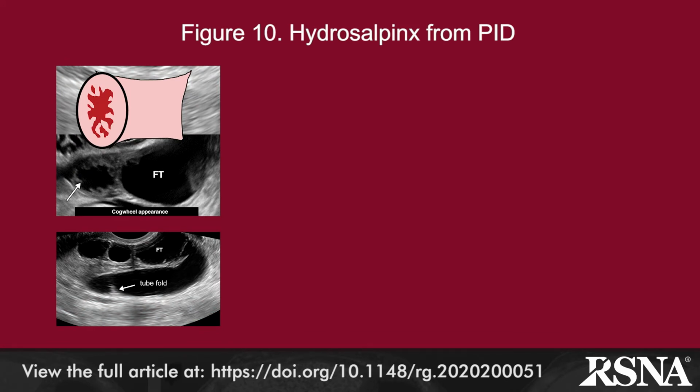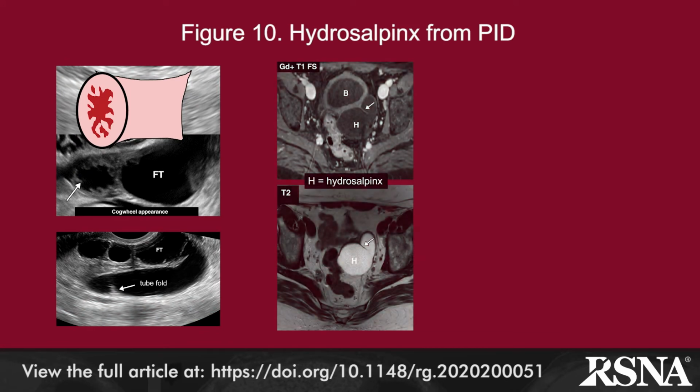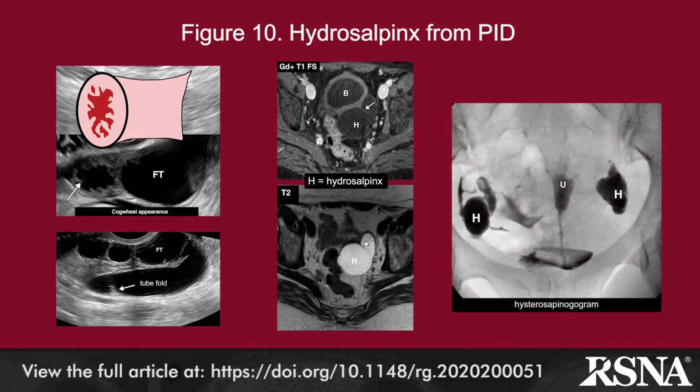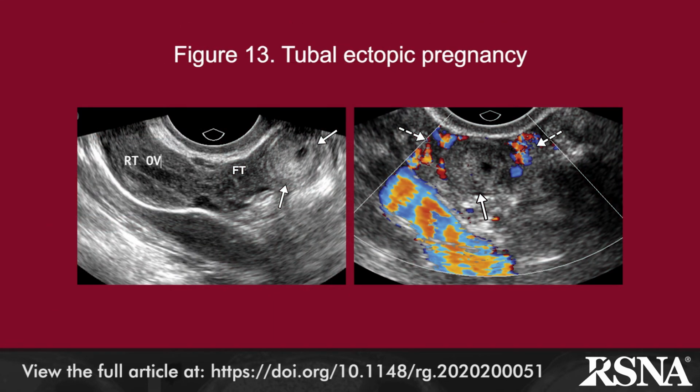Hydrosalpinx, due to an obstructed tube, produces a pathognomonic cogwheel appearance on ultrasound, while MRI is helpful in establishing a diagnosis of hematosalpinx suspected from ultrasound. Following a discussion of fallopian tube endometriosis, tubal ectopic pregnancy is reviewed. Figure 13 shows a classic example on ultrasound.